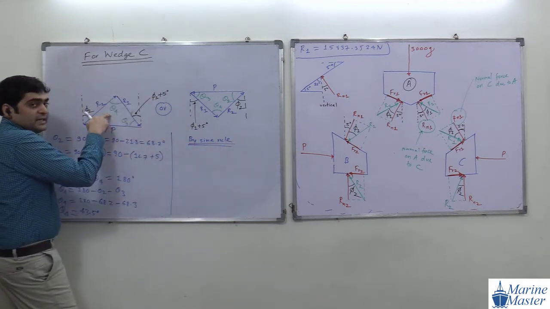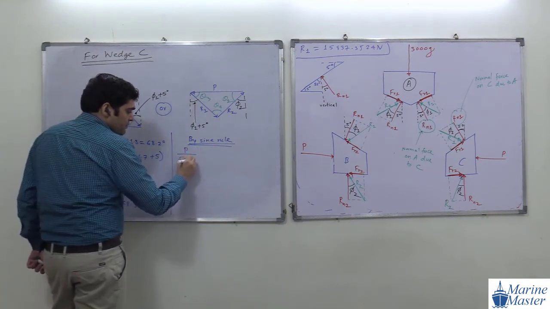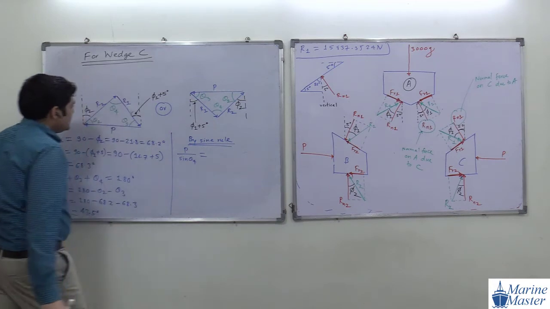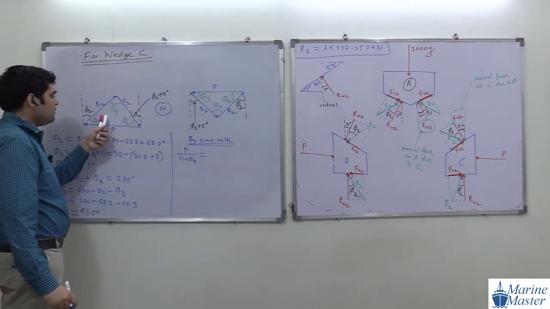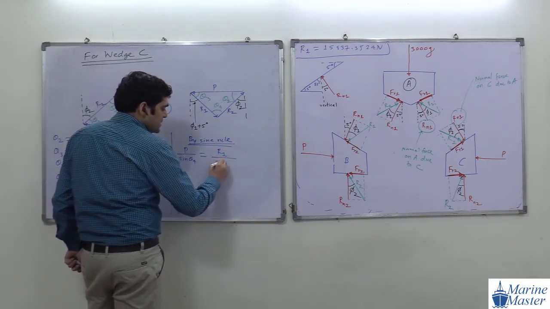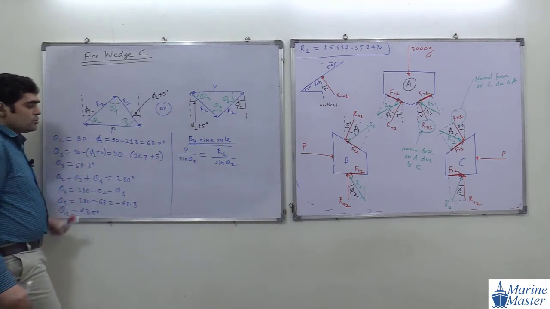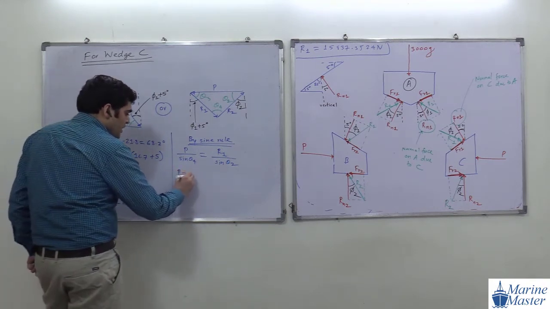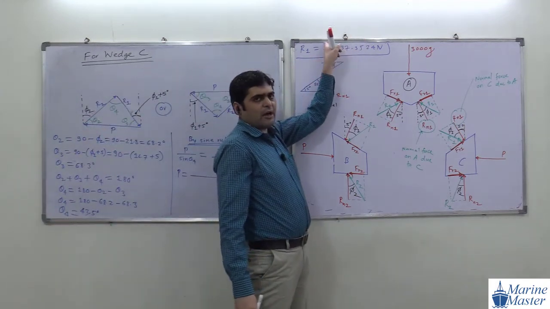P opposite theta 4. So P by sine of theta 4 is equal to what? What do we know here? We know R1. What is opposite to R1? Theta 2. So R1 divided by sine of theta 2. Everyone try to see the scenario. Okay, good. So we need P. What is the value of R1 we calculated? R1 is 15. Here I have written it for my reference.